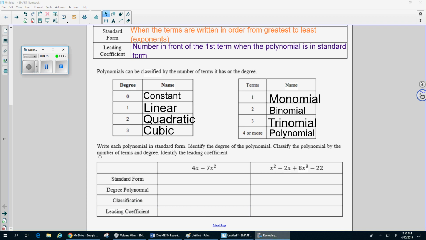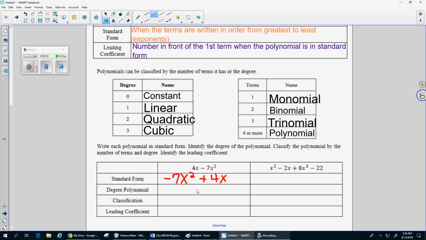Okay, so let's practice what we just learned. This part of the worksheet says, write each polynomial in standard form, identify the degree of the polynomial, classify the polynomial by the number of terms and degree, identify the leading coefficient. So the first thing we want to do is write this in standard form. Keep in mind that standard form means that our exponents go from greatest to least. So I see that my greatest exponent here is the square, the 2, so that has to come first. I bring the entire term to the front. So that's 7x squared plus 4x.